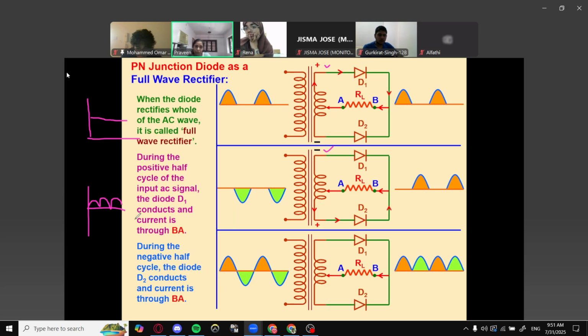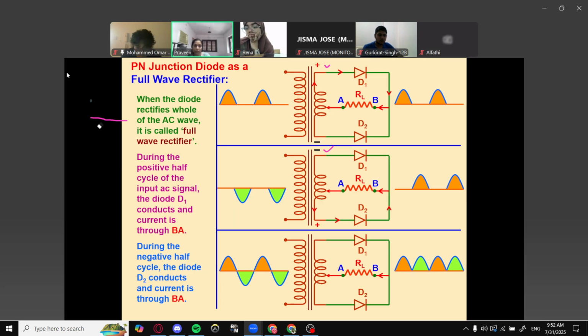So I have to filter off this AC feature. In order to filter off this AC feature, I will be connecting a capacitor over there. That I will be discussing later. So always remember, this is, of course, what?